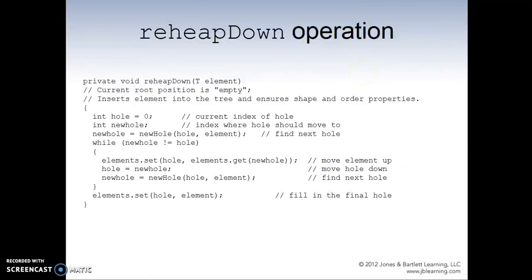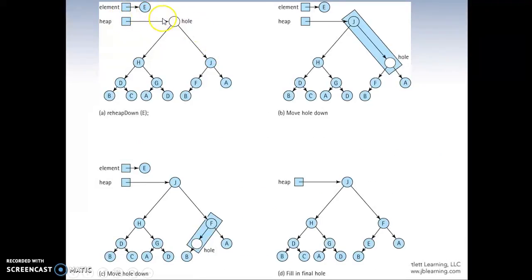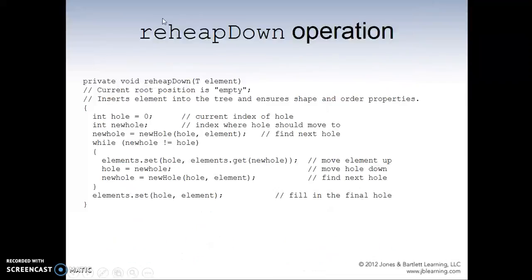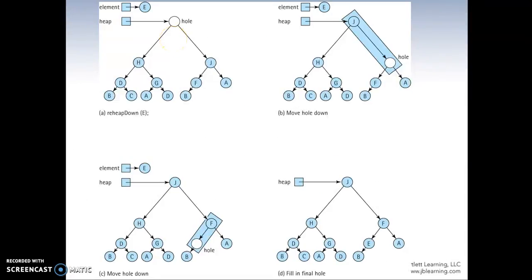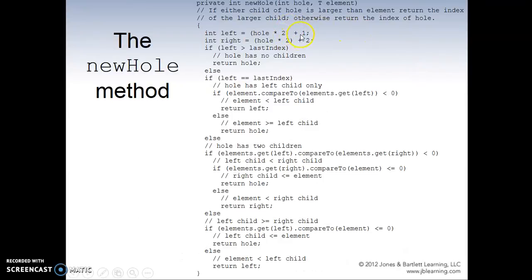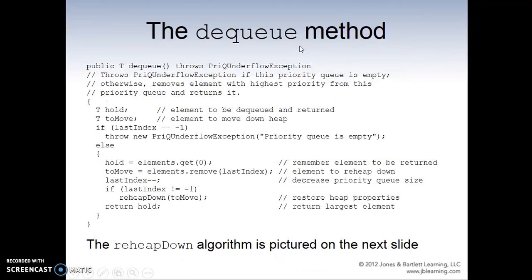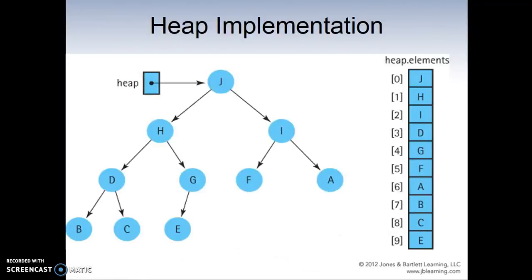For example, our hole is now at the root. We said the index formula, since we use an array: hole times 2 plus 1 gives you left, hole times 2 plus 2 gives you right. So if you go back to the array, we want to get the left of J. The hole index is 0, times 2 is 0, plus 1 you get the left, plus 2 you get the right. So those are the index formulas.